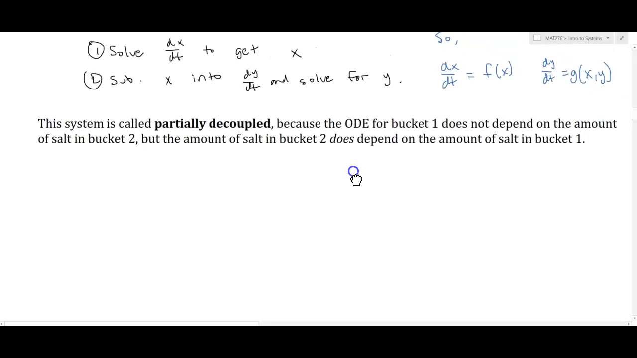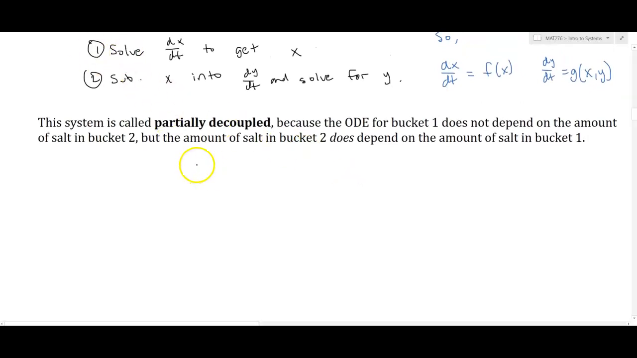So now we want to solve the system. So we said step 1, solve dx dt, and dx dt was 0.75 minus 0.6x.